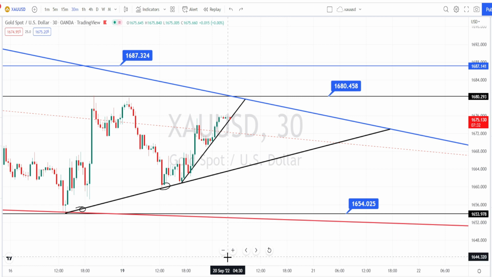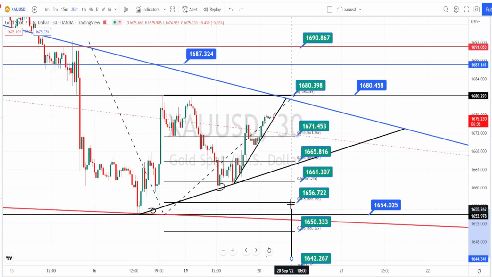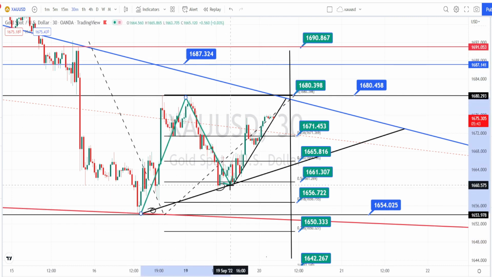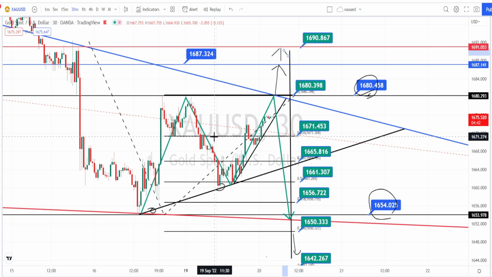Let us mark the support and resistance levels. So the values within this green color boxes are the resistance and support levels for current price action in 30 minutes time frame. Currently the price action in 30 minutes time frame is also under a consolidation, and if the price action breaks this support line, we can expect it to retrace up to the support level of 1654 from the daily time frame. Let us mark the support and resistance levels for 15 minutes time frame.